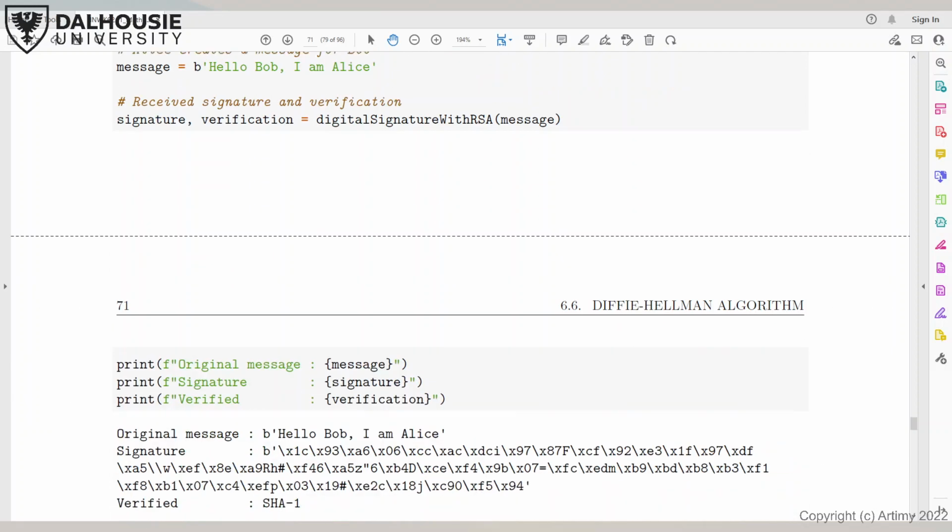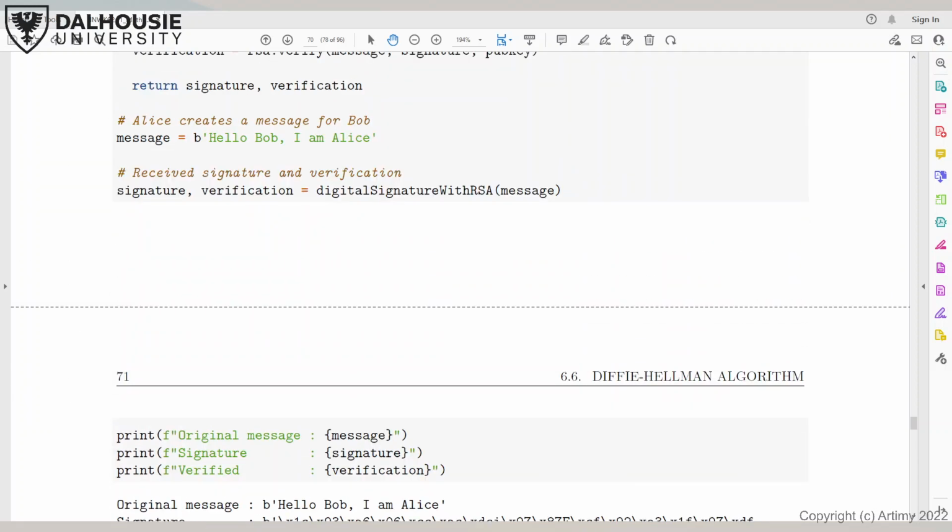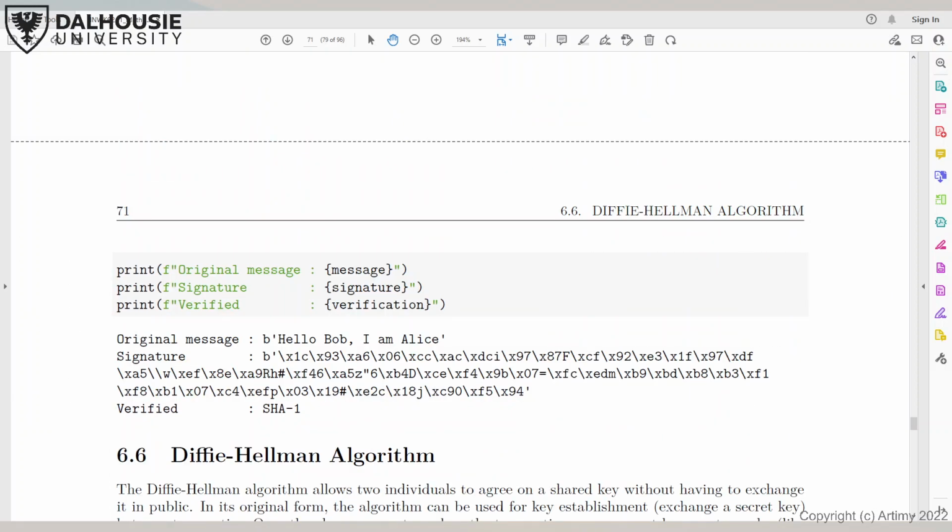Okay, so this is a Python code that does this for you, and you see here this is the original message and this is the signature. The signature looks bigger because actually the message is always changed to the fixed size. So if the message is actually less than the hash, it will be appended. We'll add spaces to it.